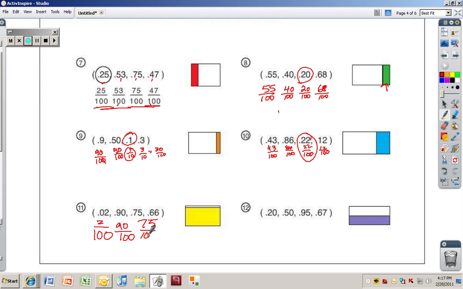75 hundredths, 66 hundredths. I'm going about 90 on this because if you add another one on here, it's equal 100. 20 hundredths, 50 hundredths, 95 hundredths, and 67 hundredths. I'm eliminating that one. I want to go with this one because it's not quite. Great job. Got them all right. So hopefully you got those same answers. Fix your paper if you didn't.